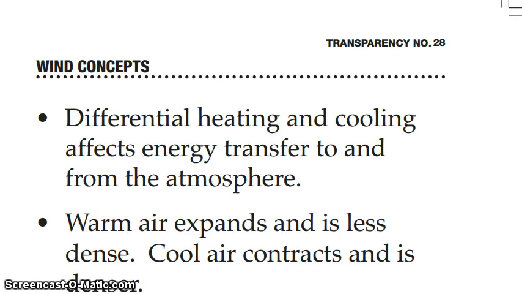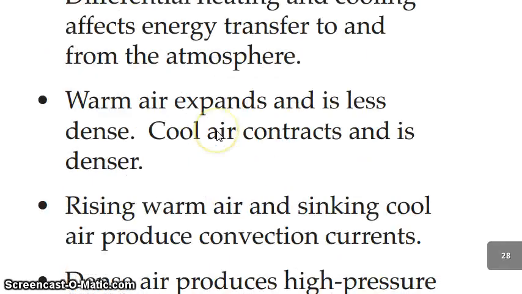Then we took what we looked at with air pressure and we started to tie that into the concepts of wind and what causes wind. So some of the main things that we looked at for causing wind are differential heating and cooling, the effects of energy transfer. As heat transfers to and from the atmosphere, different parts of the Earth's surface are going to heat up and cool off at different rates, creating different temperatures and leading to different pressure air masses.